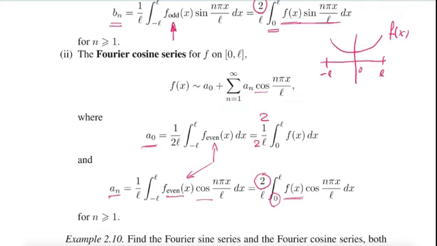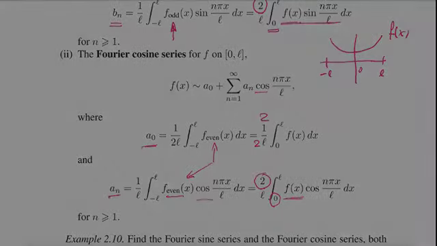So if we have a function from 0 to L, we can extend it in an even way or in an odd way, and then we can find a sine series for that function or a cosine series for that function, depending on what we want.